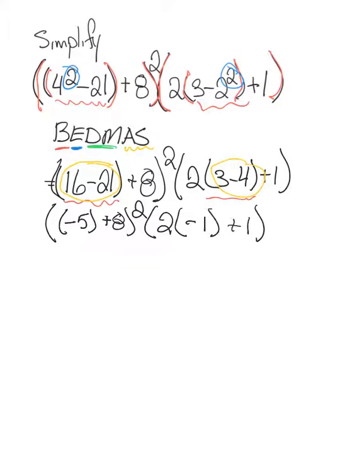So now we look at that, and we look at our first step in BEDMAS, which is brackets. Look at your inside bracket. There is nothing left to do with that, and there's nothing left to do with that. So that means we can take away the brackets. So now let's rewrite this as negative 5 plus 8 all squared times 2 negative 1. We can't take away that bracket because it is multiplied by that negative 2.